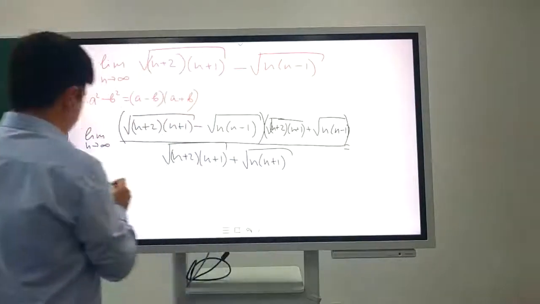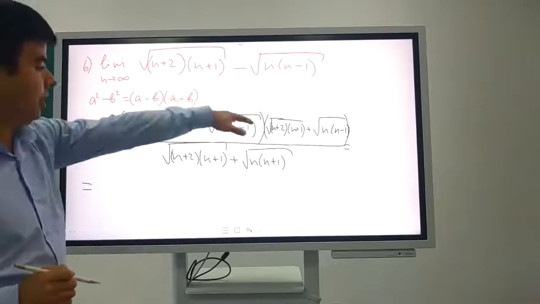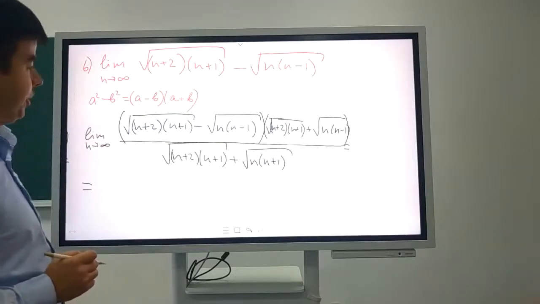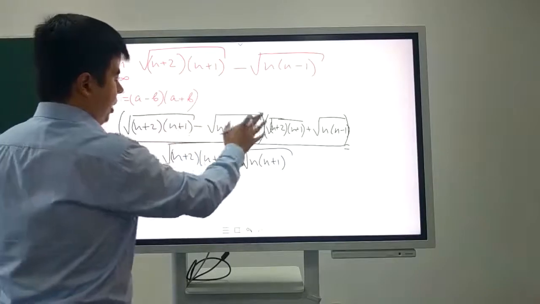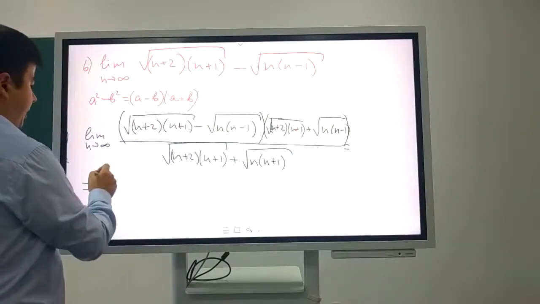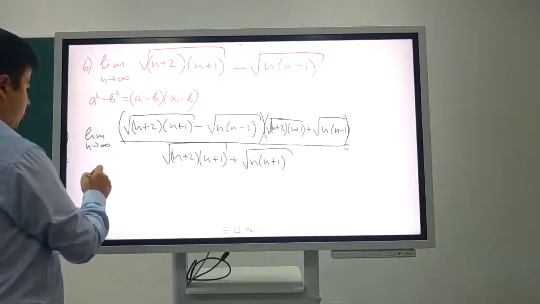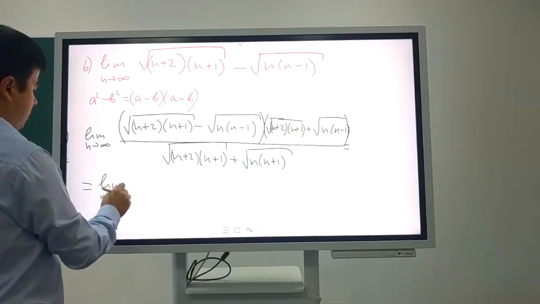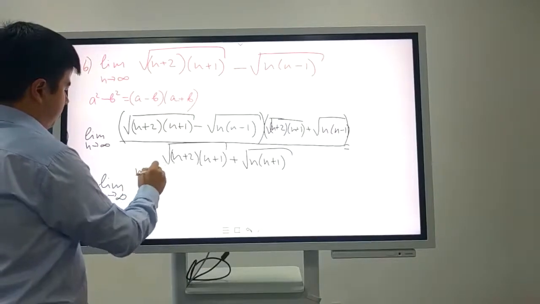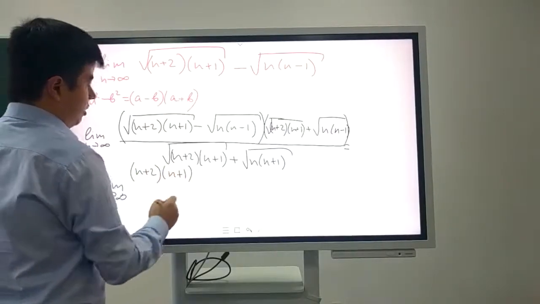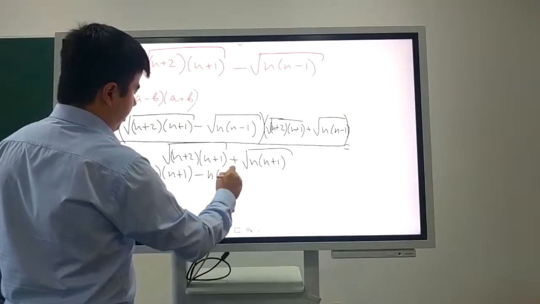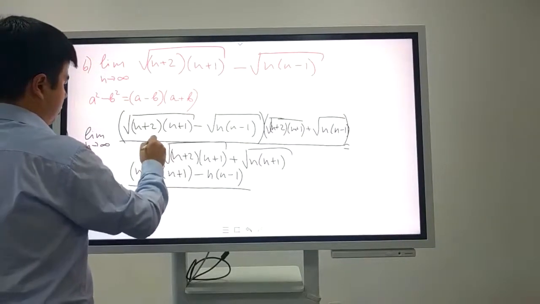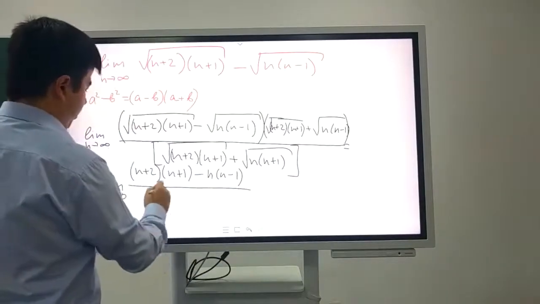Now, here, multiplied and divided. So this numerator now gives us the formula a squared minus b squared, because it is a minus b times a plus b now. So the answer is n squared. This one is squared, so the square root and the square are cancelled. So, n plus 2, n plus 1, minus n minus 1, over, let's denote by square brackets, over this square bracket.